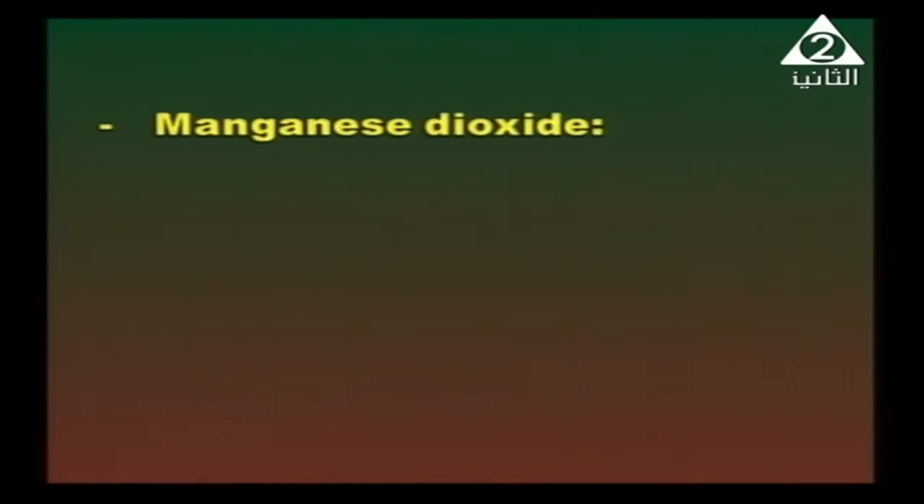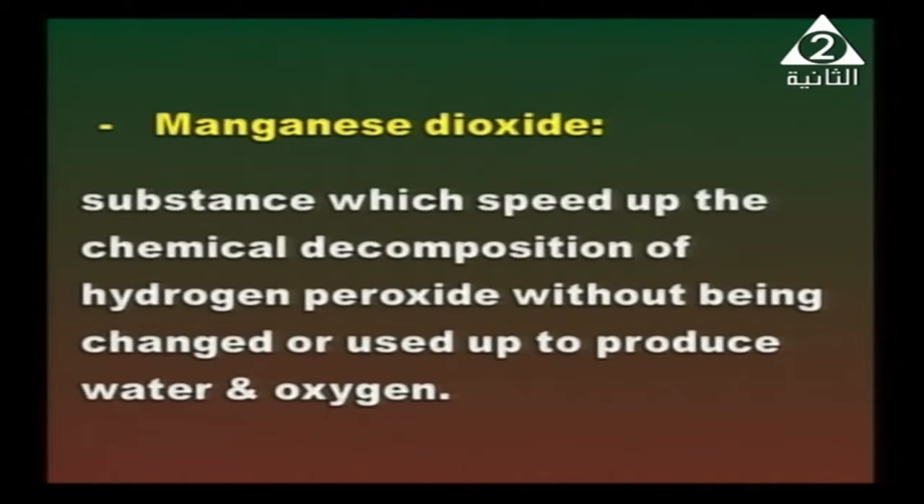What is the importance of manganese dioxide? You remember the manganese dioxide? Yes, manganese dioxide is a chemical catalyst which is used to speed up the chemical decomposition of hydrogen peroxide without being changed or used, which produces water and oxygen.